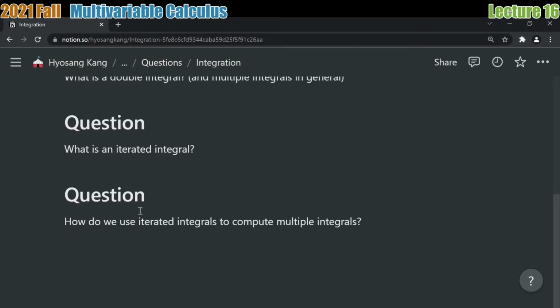And the third question is, how do we use the iterated integral to compute multiple integrals? Basically it asks how to use the Fubini theorem and what the underlying idea of the Fubini theorem is. So that's the three questions.